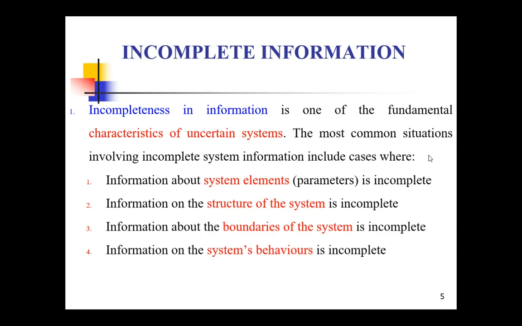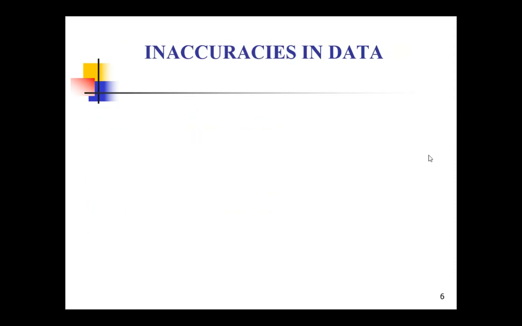So the behavior of the system: the information regarding the behavior of the system is incomplete. How a system behaves depends upon the noise levels, that is, the uncontrollable factors, the environmental factors, and all these things. So the information regarding this is also incomplete. Then there are inaccuracies in data, because based on these data only we are going to analyze a process or a system. These data are obtained from experimentation, or from questionnaires, or from feedback forms, or whatever it may be. So inaccuracies in data always exist.